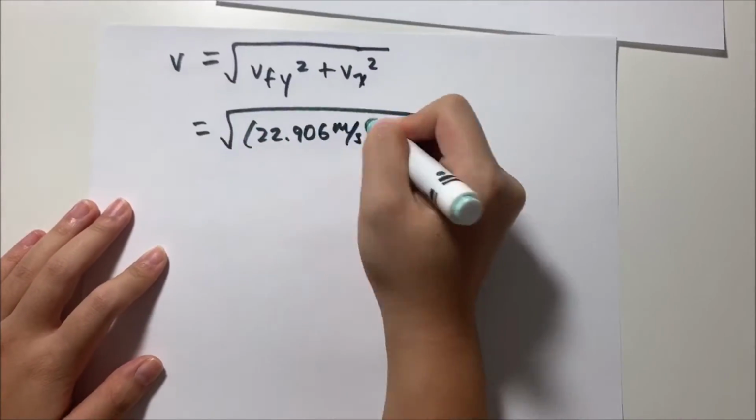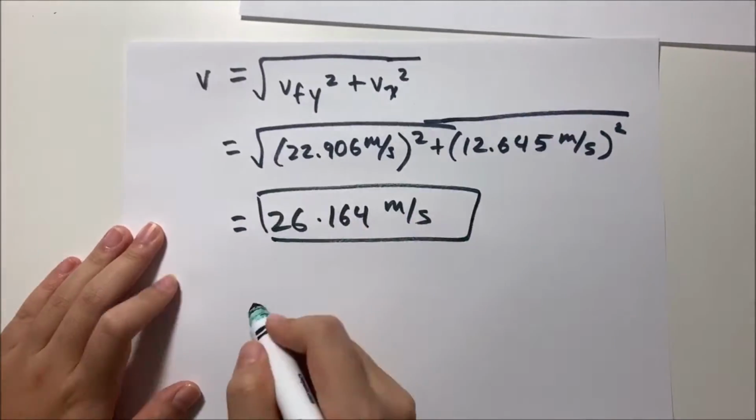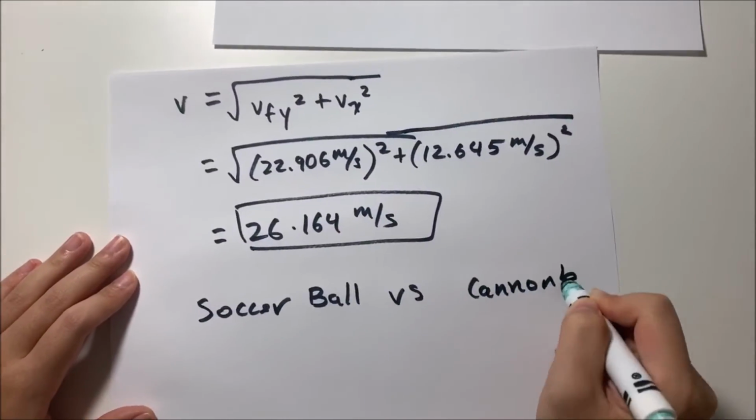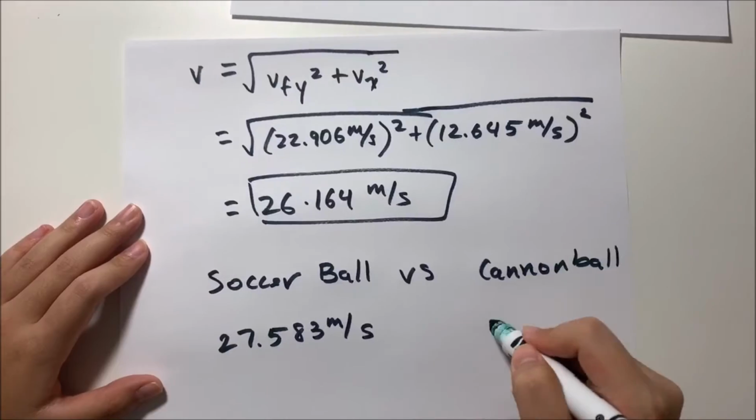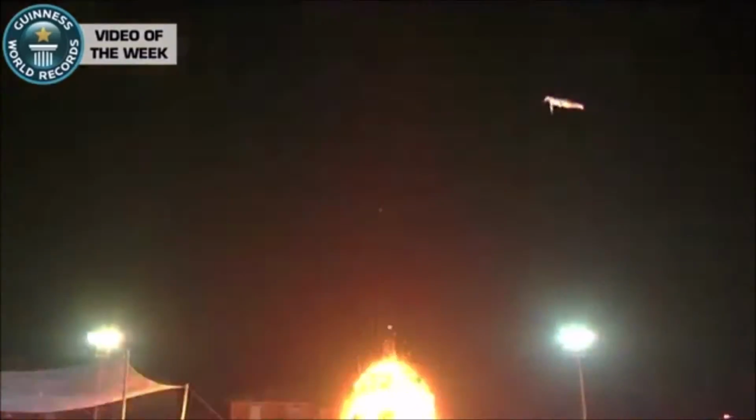We plug in, the velocity is 26.164 meters per second, so now we can see that the soccer ball will travel at approximately 27.6 meters per second, while a human cannonball is slightly slower at around 26.2 meters per second. This means that we can kick something at a speed faster than a cannon can launch us at.